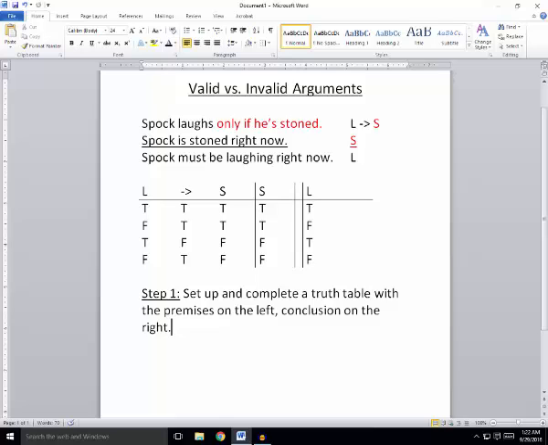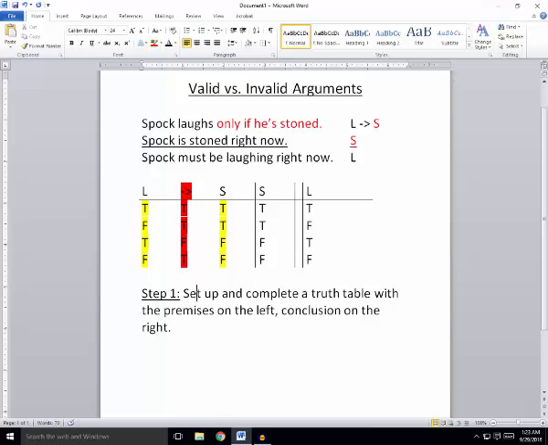The next step of my process just involves reading off my results from the truth table, and I'm going to be looking for a certain outcome. Before I do that, let me make sure I cross off the values for the L and the S here. I only want to be looking at the main operator of my premise, which is under the arrow.